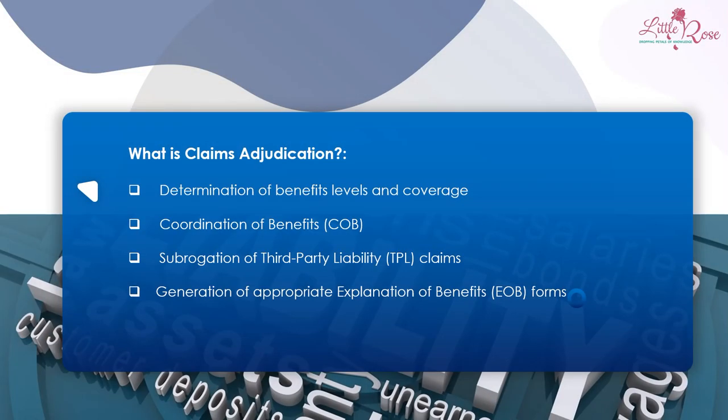What is claim adjudication? Determination of benefit levels and coverage, coordination of benefits, or COB for short, subaggregation of third-party liability, or TPL claims, generation of appropriate explanation of benefit, EOB forms.